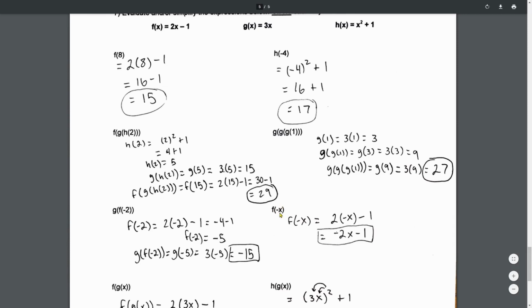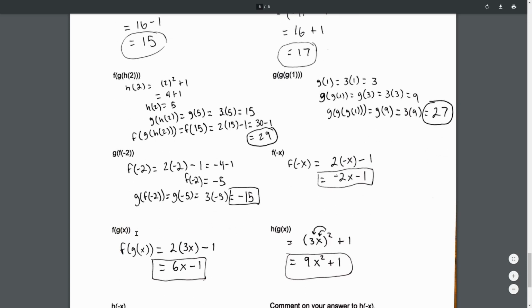Next we have f of negative x. So all we're doing here is we're plugging in negative x into the f of x function. So we're getting 2 times negative x minus 1. We can simplify that as negative 2x minus 1.